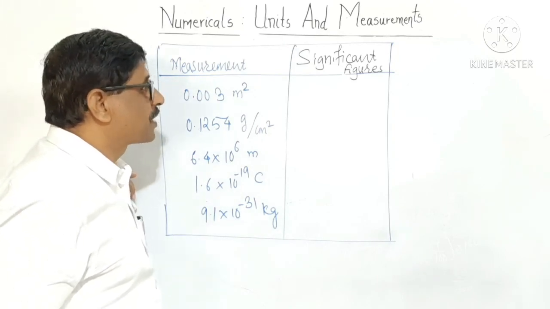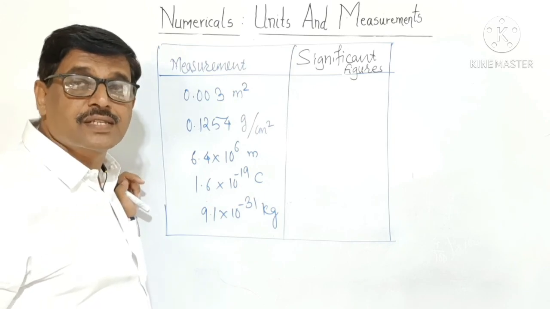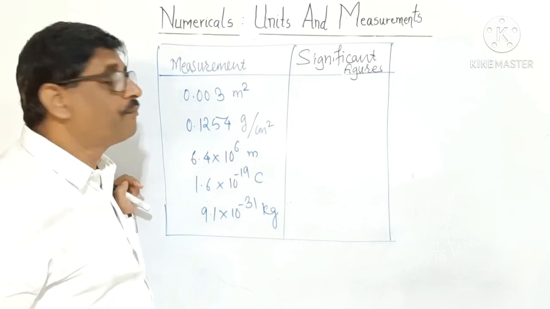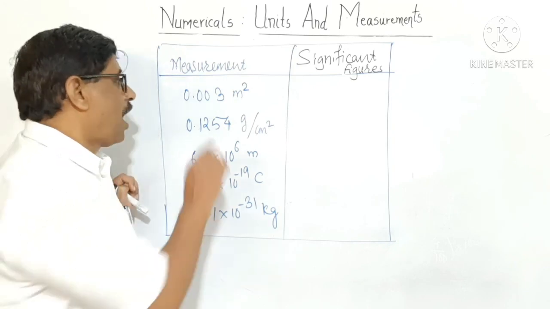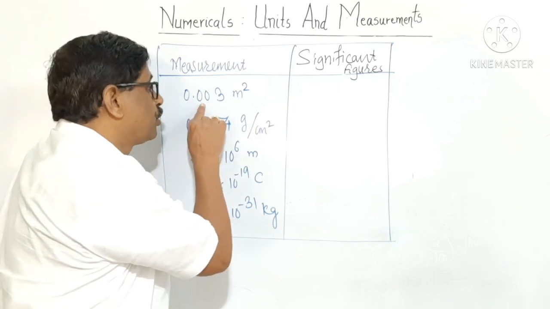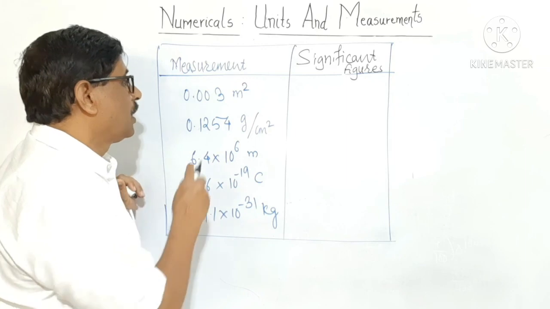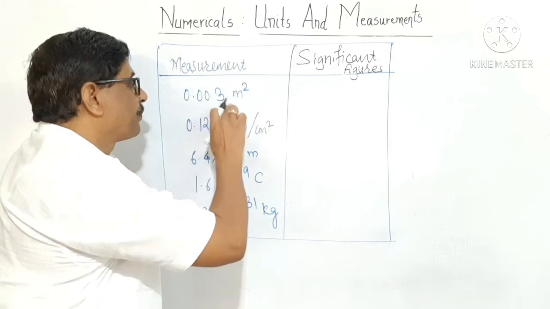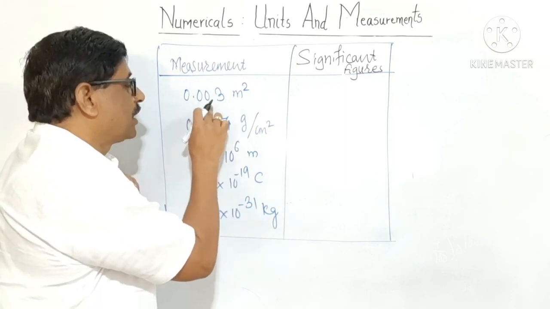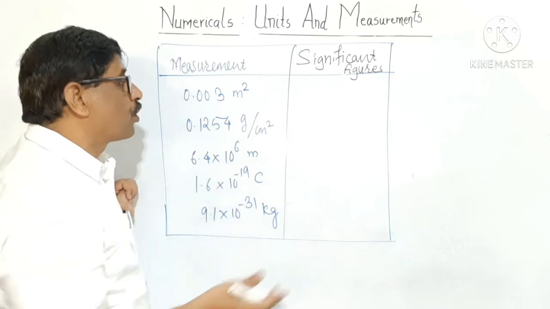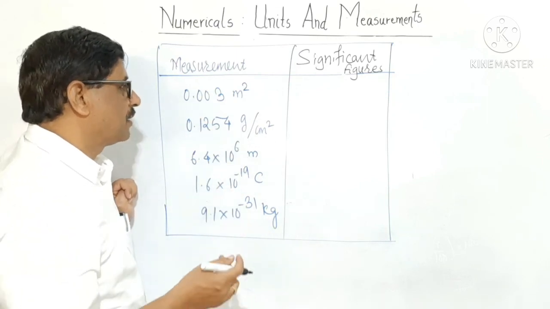0.003 meter square. Obviously, this is the measurement of area. In this area, after the decimal, there are 2 zeros and 1 non-zero, which is 3. Therefore, in this figure, after the decimal, zeros which are present before a non-zero are not significant.